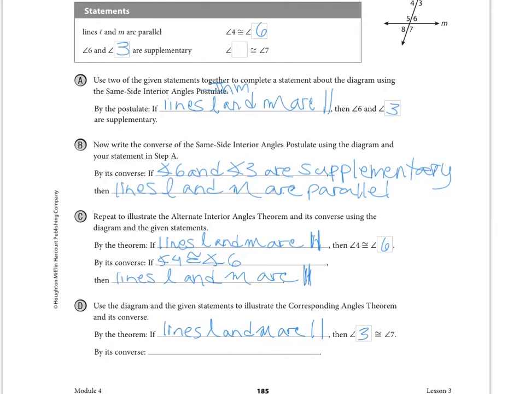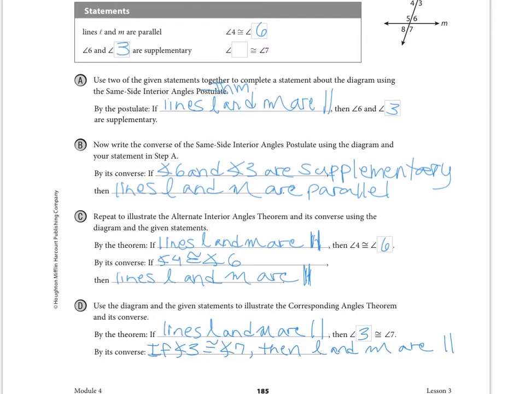When we write the converse of that statement, we very simply just put if first. Of course, we always start our conditional with if, but this time we start with knowledge about angle 3 being congruent to angle 7, and then we can say L and M are parallel. Okay, so this is just using the logic in reverse.